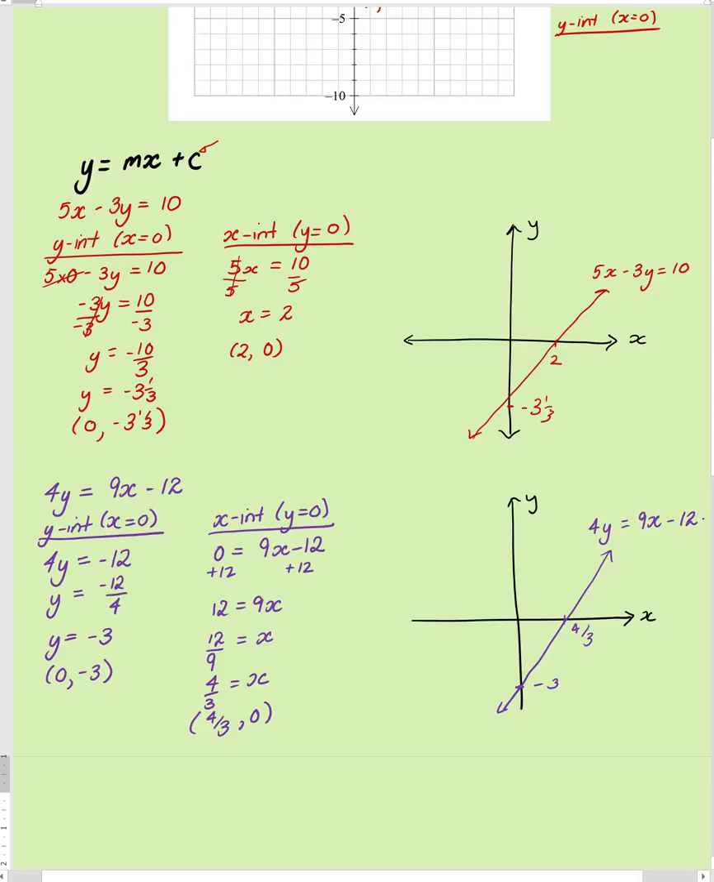So apply the same theory. You need to practice a little bit. You've got questions like this in your textbook. I hope that helps.